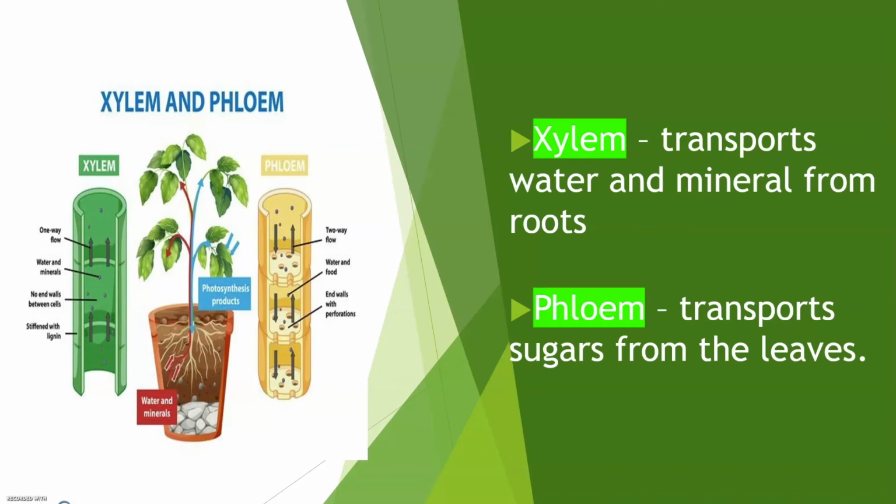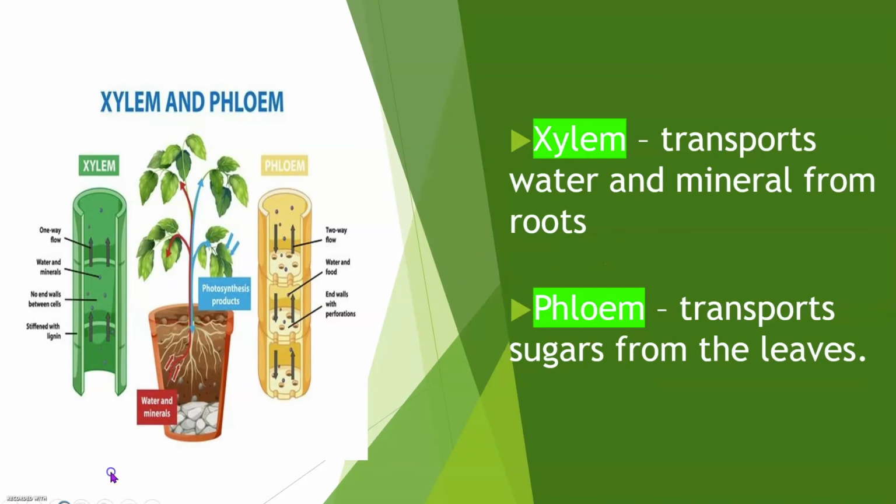So, the two sets of tiny tubes are xylem and phloem. Everybody, can you repeat after me? Xylem, phloem. Very good. Let's talk about xylem first. Xylem transports water and minerals from the roots.